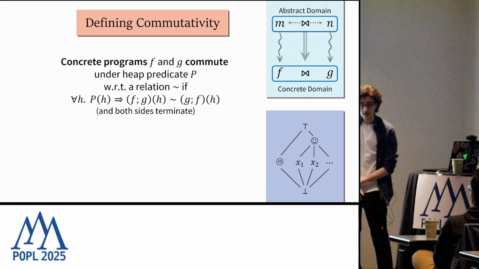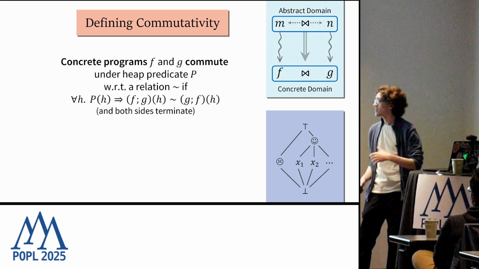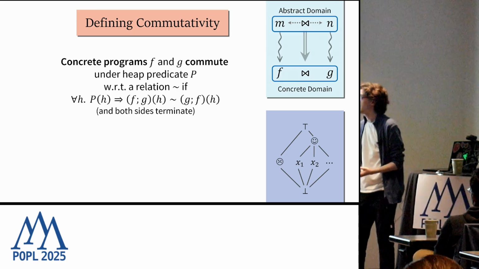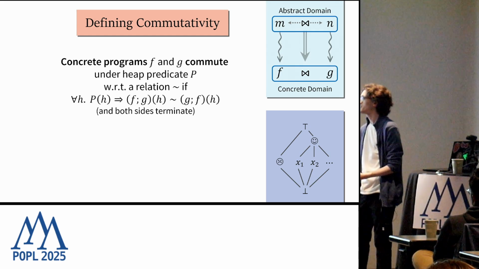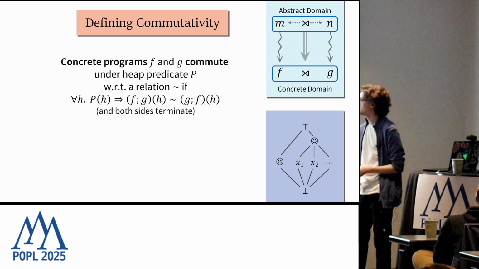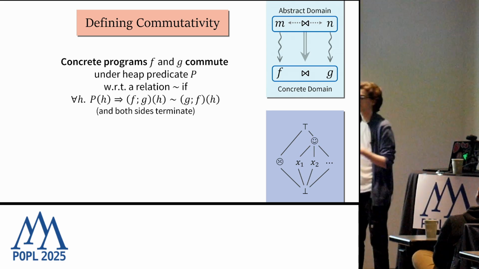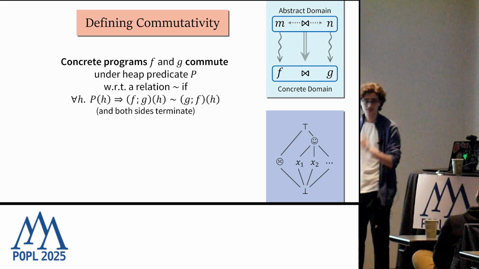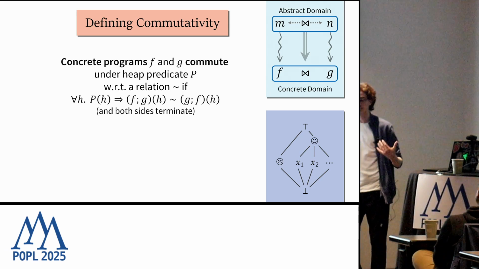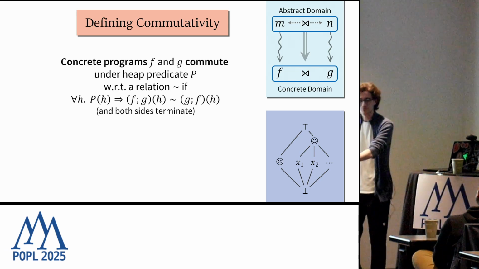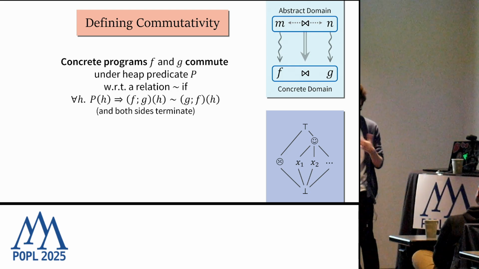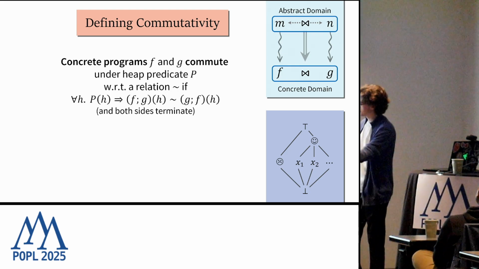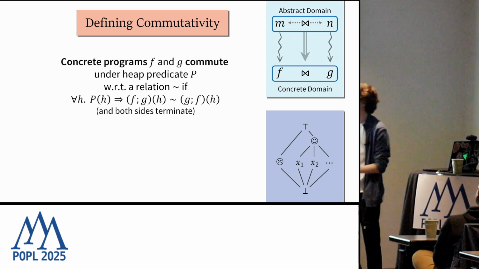In the concrete space, we say that our two programs commute under a commutativity condition, a heap predicate P, and with respect to some relation on the output sets of heaps, if given a heap that satisfies that commutativity condition, executing F in sequence with G on that heap gives an equivalent outcome to G in sequence with F on that heap, and that both sides successfully terminate, so that we actually get a non-vacuous, meaningful outcome and no failure. You could instead define concrete commutativity using a co-termination sense, but here we're going to stick with mutual termination, or both termination.